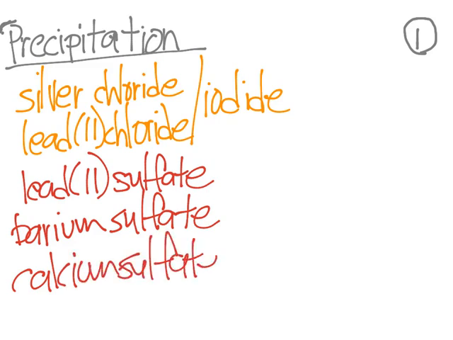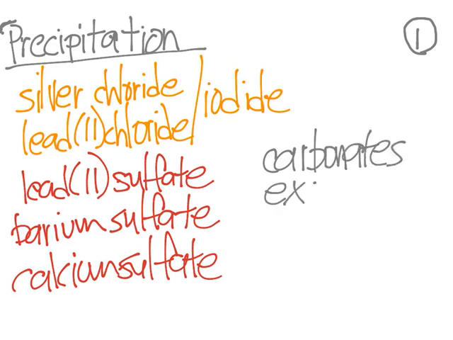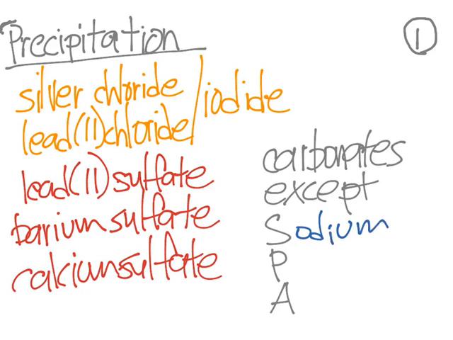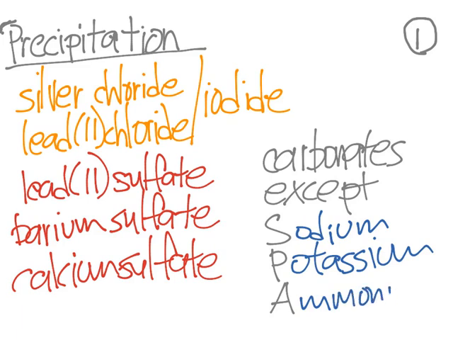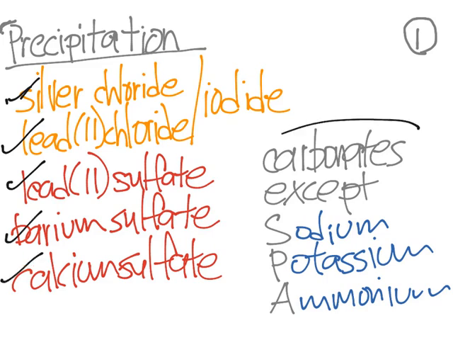And then lastly we have the other category, which is our carbonates. All carbonates are insoluble, except SPA. Can you still remember SPA? You refer to sodium carbonate, potassium carbonate, and ammonium carbonate. So precipitation is used to prepare these salts. Namely, I have 1, 2, 3, 4, 5, and of course the big category of carbonates.